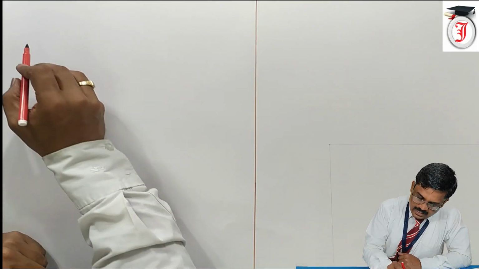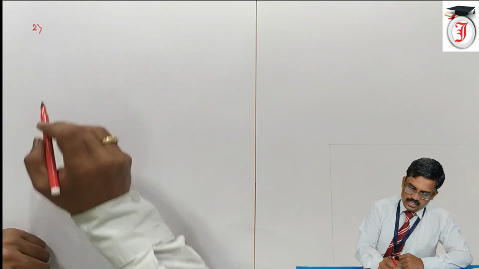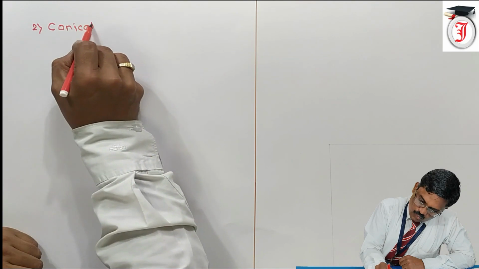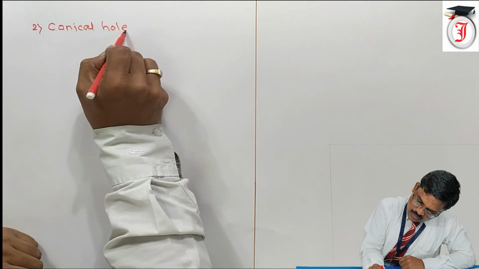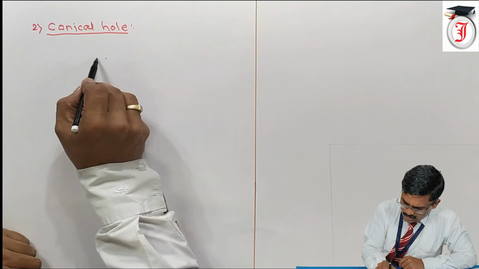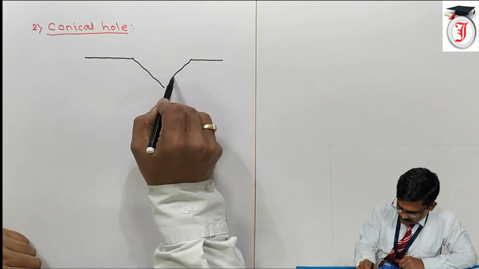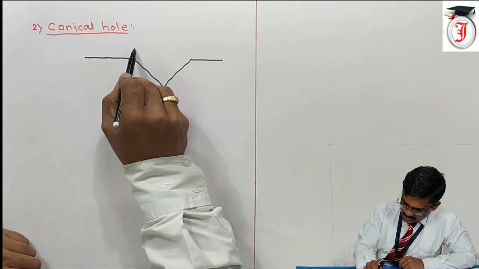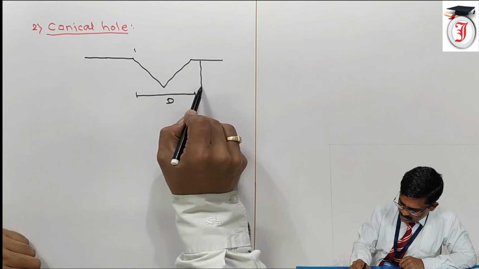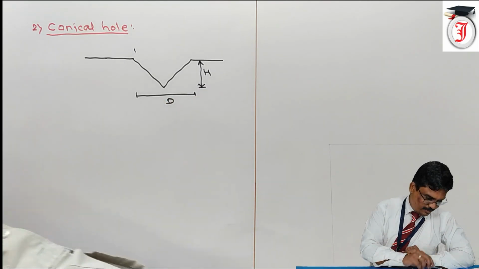Now we will see the second condition. Second condition given is conical hole. So let us consider a conical cavity. Let us consider this is a surface and it has a conical cavity like this. Its diameter is d and height is h.